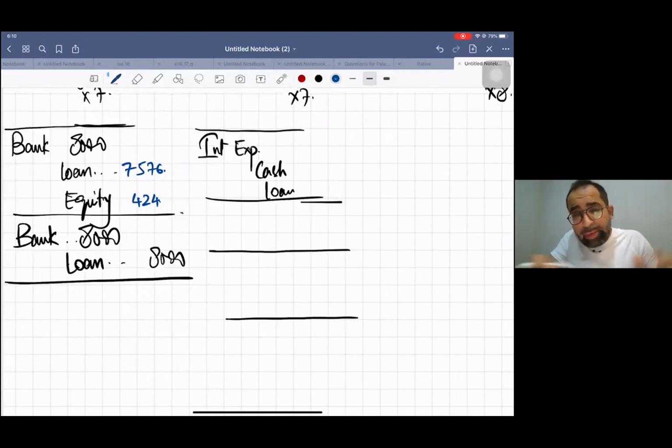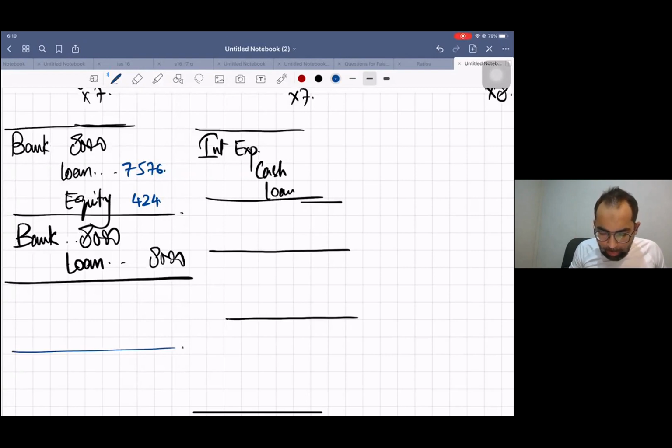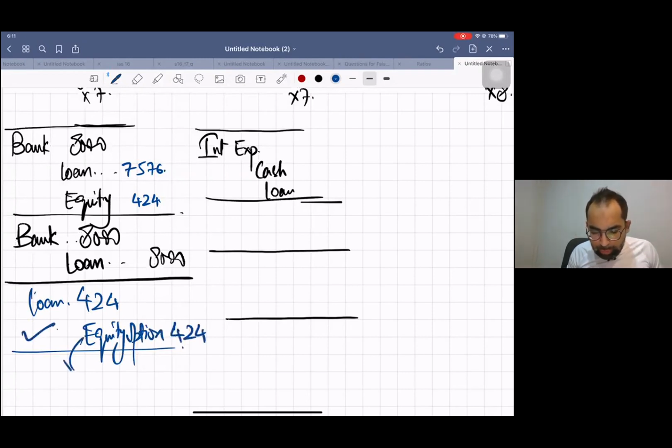But what they did make, go and check the TB, the trial balance. They recorded the complete transaction of 8,000 as a loan. So what should be the correcting one? The correcting entry will be debit loan 424, and credit equity option 424. This is the first correcting entry which you need to make, and this will be posted to SOCHI, statement of change in equity, as well.